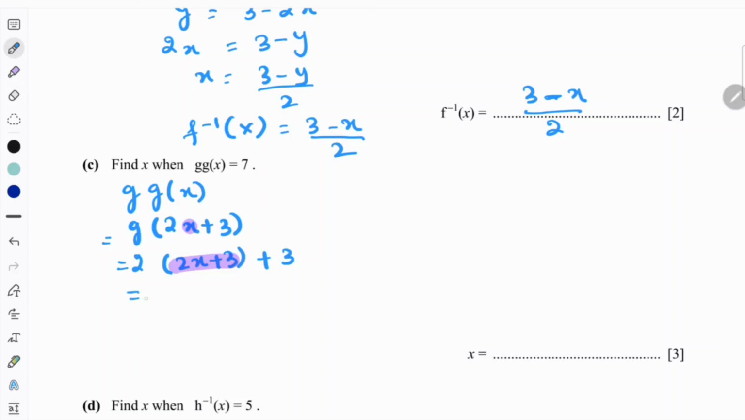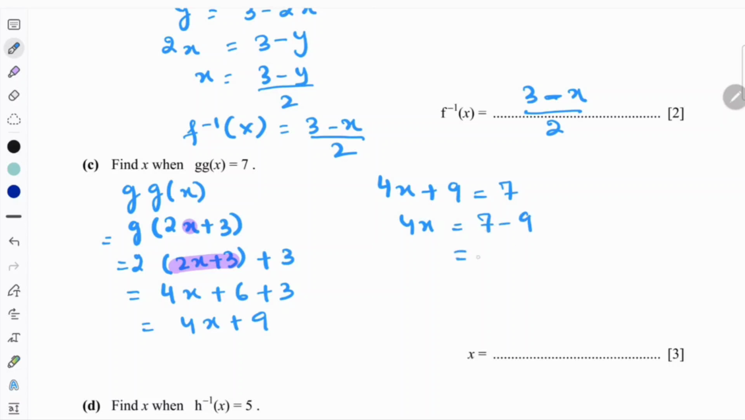So multiply 2 times 2x is 4x, 2 times 3 is 6, plus 3, 4x plus 9. Now g of g of x is equal to 7. It means 4x plus 9 is equal to 7. 4x is equal to 7 minus 9, which is equal to minus 2. x is equal to minus 2 over 4. Then x equals minus half. So x equals minus half is the answer for this question.